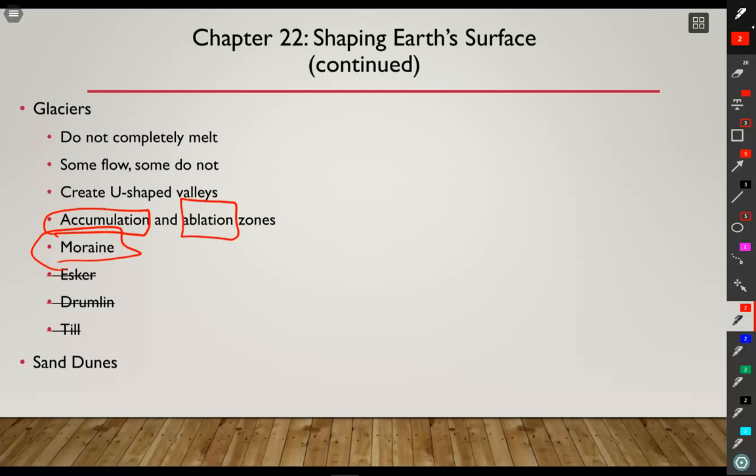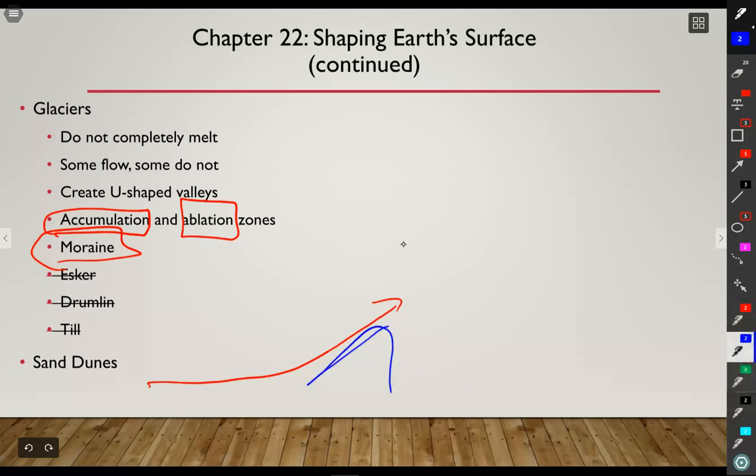And finally, sand dunes. We talked about how sand dunes are made with wind blowing. It goes up the side of a sand dune, and then when you get to the back side of the sand dune, the wind slows down, tumbles, and drops its sand down, building up the backside of the sand dune.